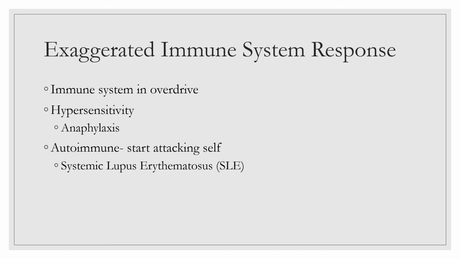Then the flip side of the immune response is an exaggerated immune response. This is when our immune system is in overdrive, like it is working overtime. An example of that is a hypersensitivity reaction, which we also call an allergic reaction. The severe form of that is anaphylaxis. The other exaggerated immune response is the autoimmune, and that's where the body starts attacking itself. An example of that is systemic lupus erythematosus, also known as SLE.